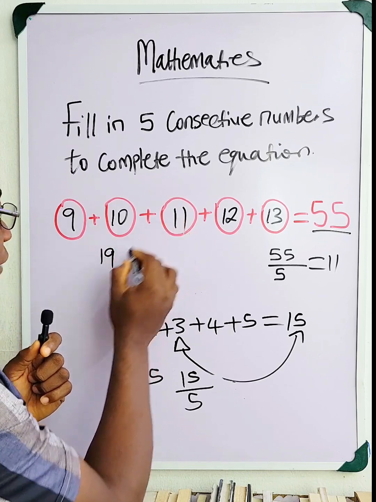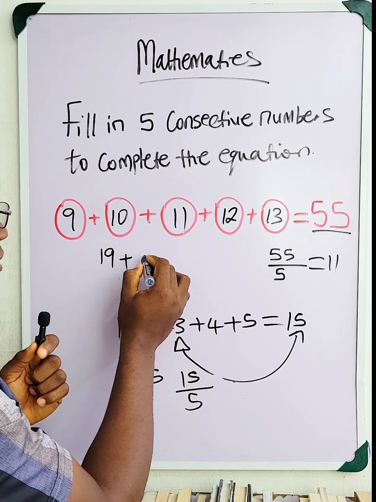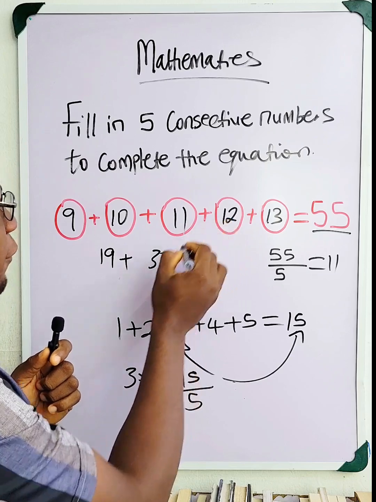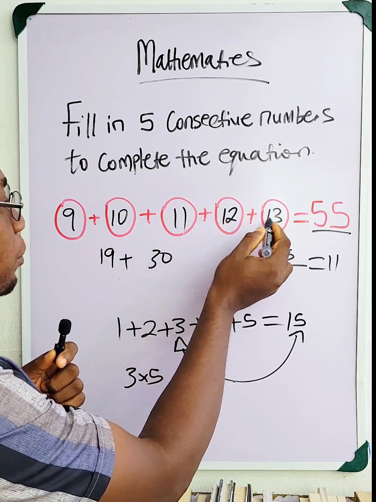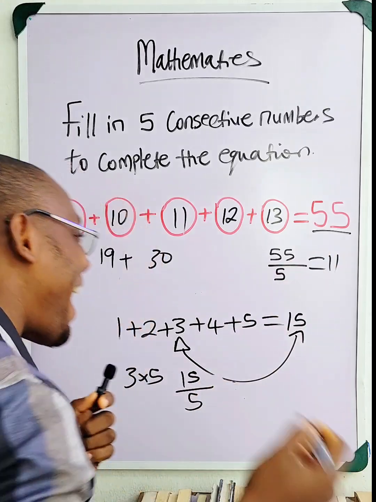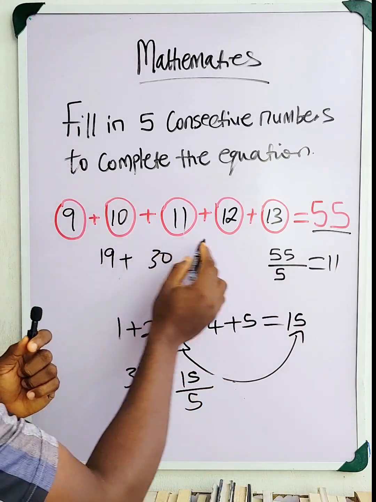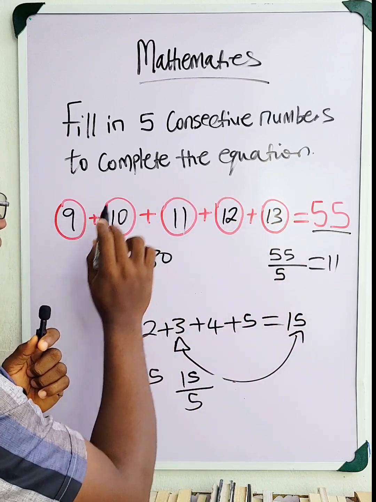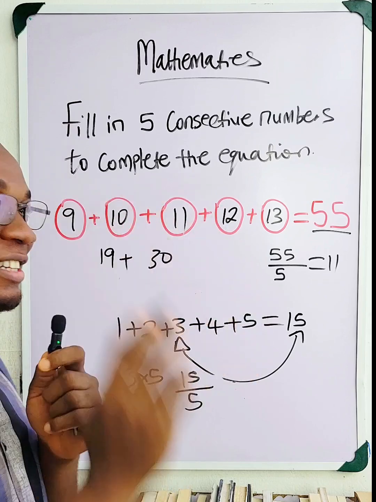19 plus 11 is 30, right? 30 plus 12 is 42. 42 plus 13 is 55. So, the set of numbers, consecutive number that gives 55 is 9, 10, 11, 12, 13.